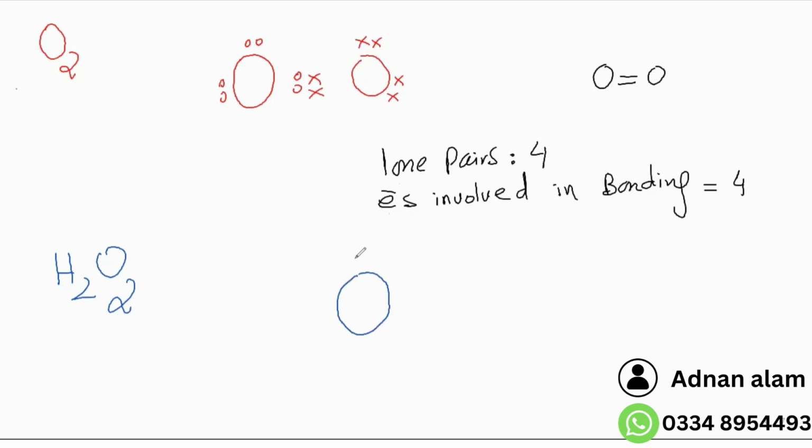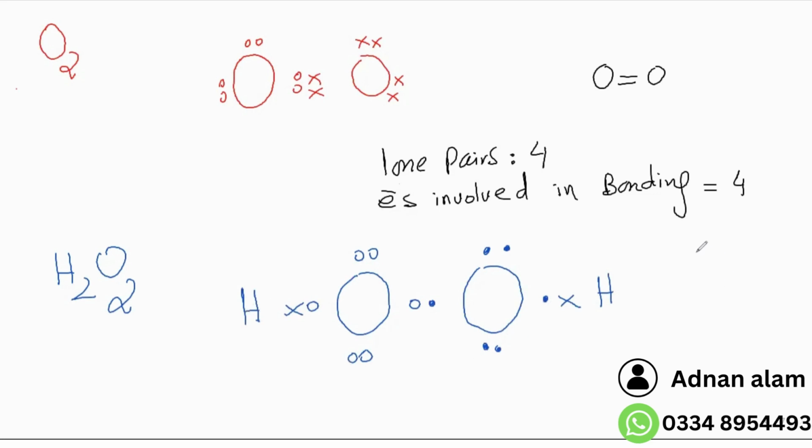Oxygen has 6 valence electrons. So 1, 2, 3, 4, 5, and 6. This is one of the oxygen. So the other oxygen also has 6 electrons. So 1, 2, 3, 4, 5, and 6. So one of the hydrogen is here. The other hydrogen is here. So this is how you need to make it for H2O2.